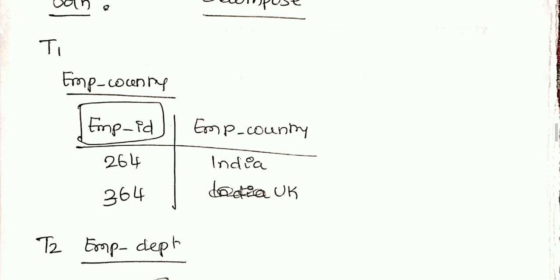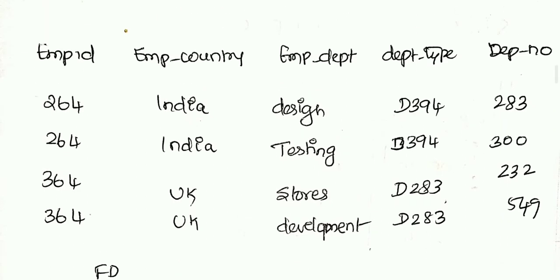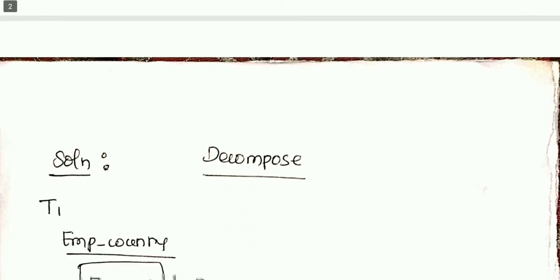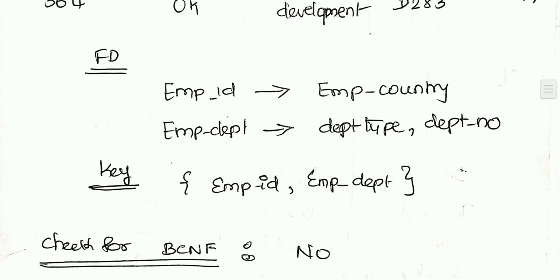So the solution is, we need to decompose the table. What table do we have here? Employee ID, employee country, employee department, department type and department number. From the dependency, we are going to take one table, that is for employee country. The employee country table has employee ID along with employee country. From functional dependency 1, we are going to frame the first table. In this table, you have only two attributes, employee ID and employee country. Employee ID is the primary key. If you have only one attribute that specifies the key, that is called a primary key. That is the maximum super key here.